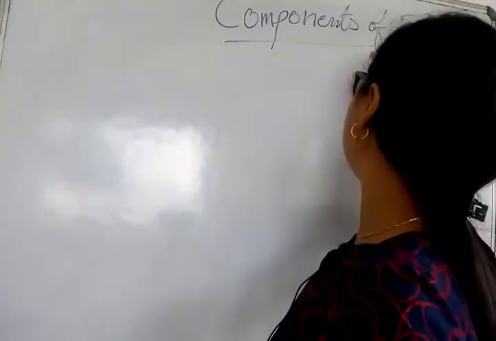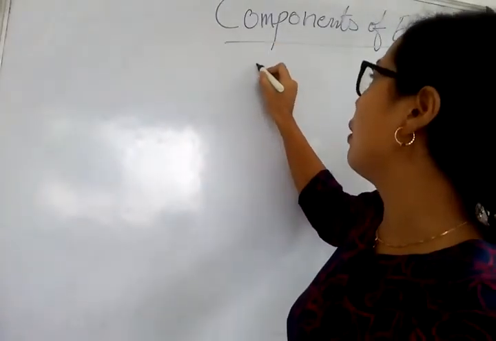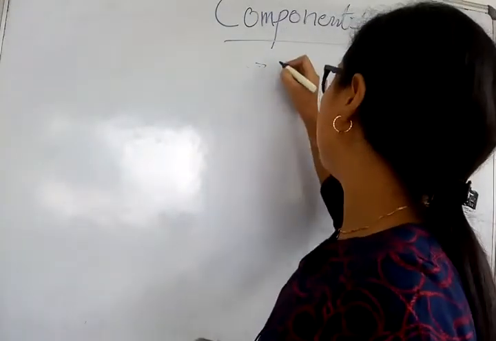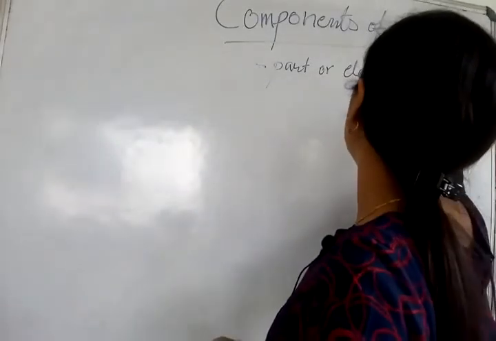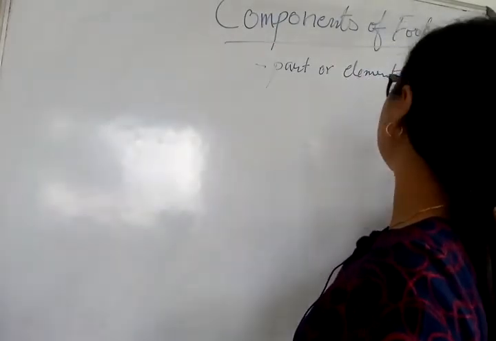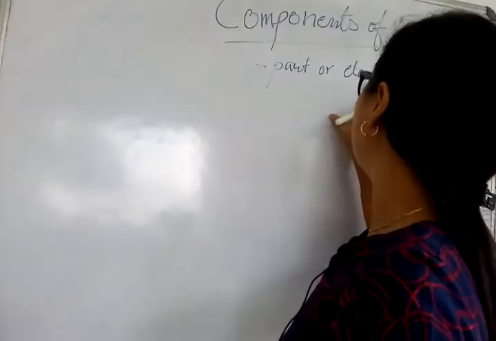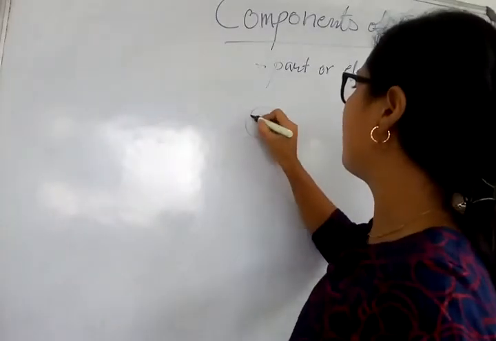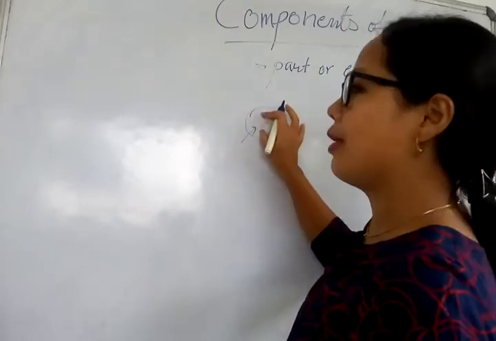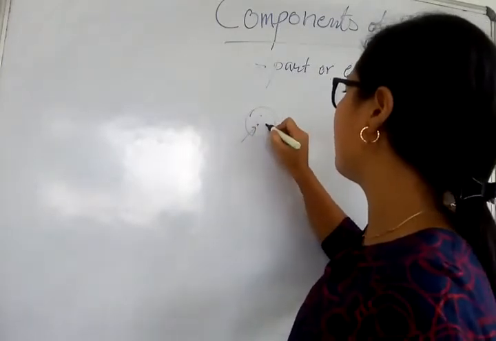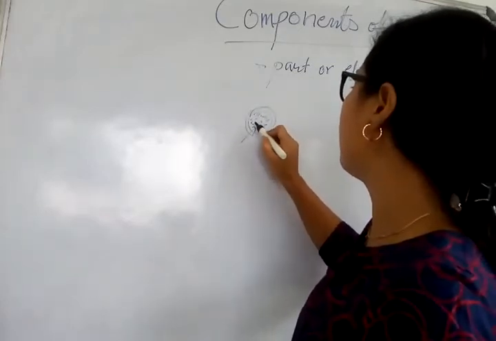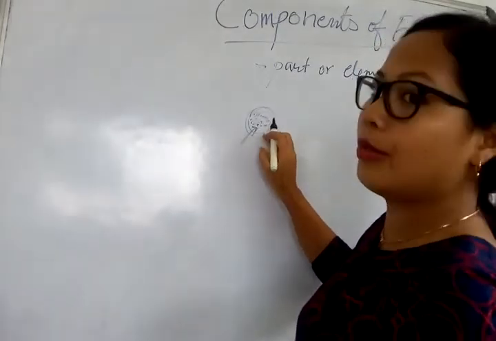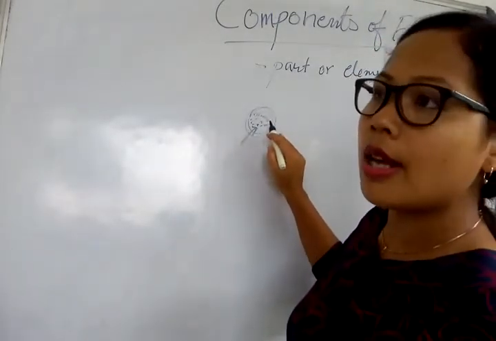When I say components of food, what do you mean by components? Components simply means a part or element of the whole. Suppose this is the food. Some things are present in the food, isn't it? This is the entire food, and here some components are present. These are the parts. In one food, not only one component is present, there are different types of components present in some kinds of food.